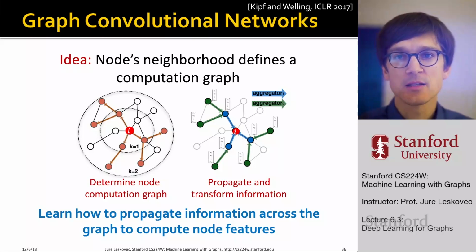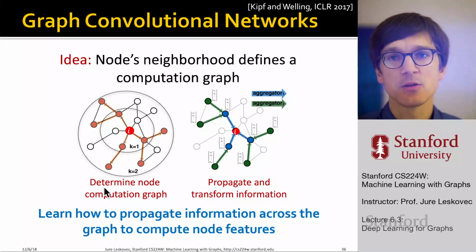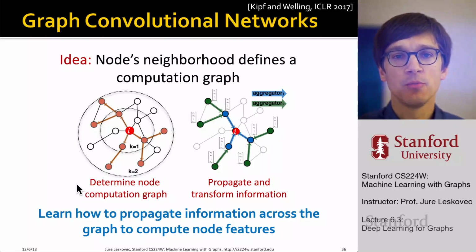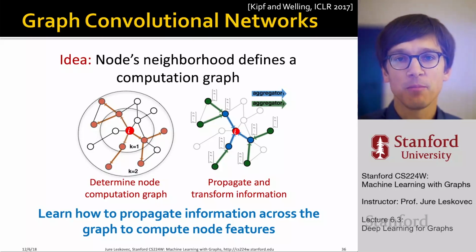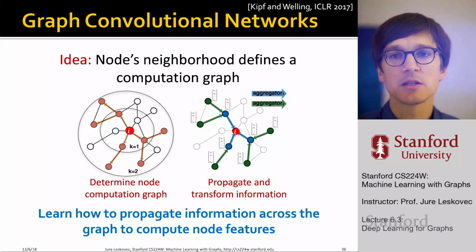So in some sense, the way we can think of graph neural networks is a two-step process. In the first step, we determine the node computation graph, and in the second step, we propagate and transform the information over this computation graph.